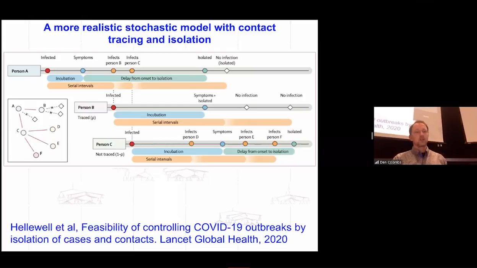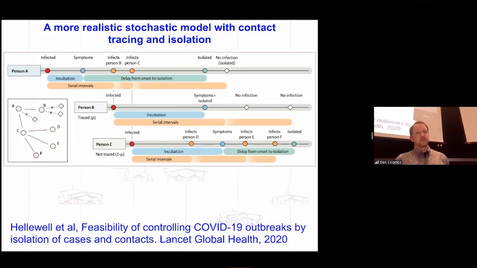We start off with person A in the top left, and they became infected, and then they have an incubation period, and then they start to show symptoms, and then you can see the event that they infect person B and person C. So this is quite a detailed level of simulation with assumed distributions on times of incubation, delays from symptomatic onset to isolation in a hospital or self-isolation, and explicit infection events.